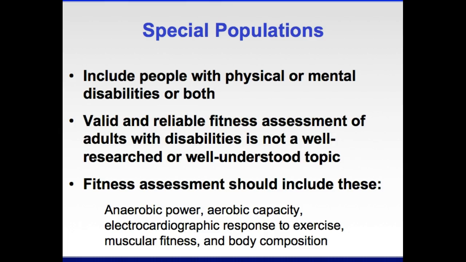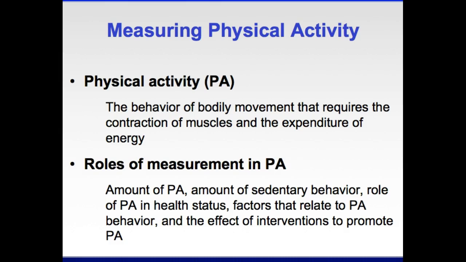Special populations include people with physical or mental disabilities or both. Valid and reliable fitness assessment of adults with disabilities is not a well-researched or well-understood topic. Fitness assessment should include these: anaerobic power, anaerobic capacity, electrocardiographic response to exercise, muscular fitness, and body composition.